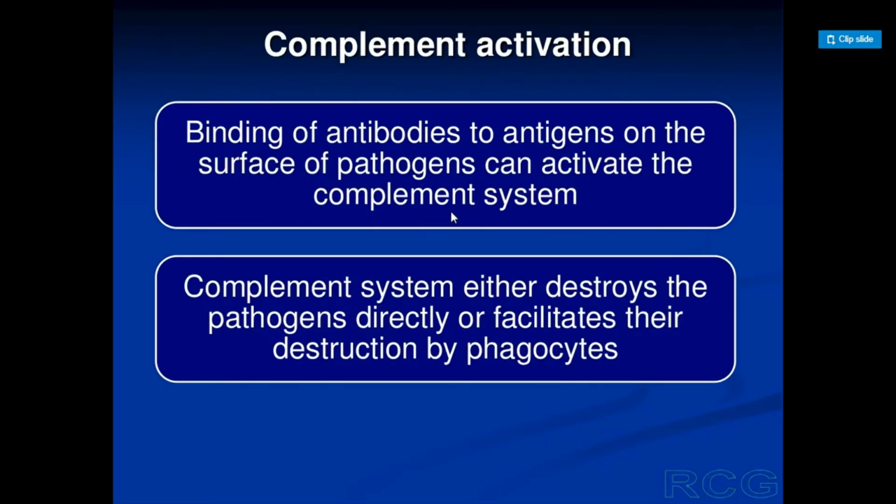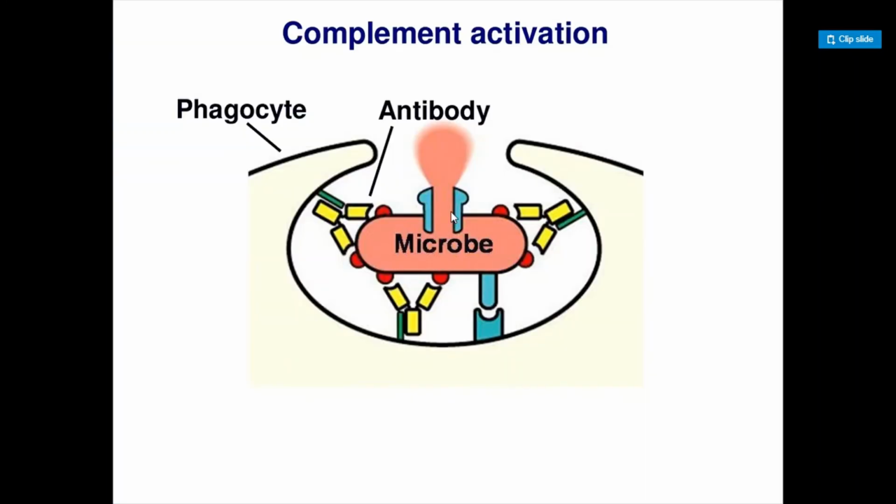And the complement activation. During the complement activation, binding of antibodies to antigens on the surface of a pathogen can activate the complement system. And this complement system either destroys the pathogen directly or facilitates its destruction by the phagocytes. Here, in the complement activation, these complement proteins are activated, phagocytes are placed, and they are killing those microbes.